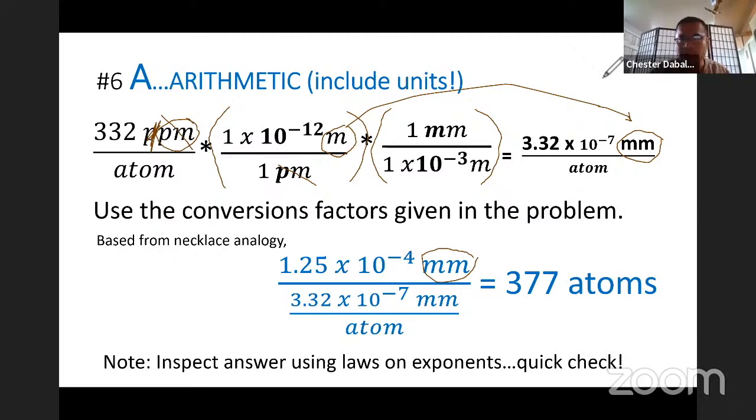That's correct. Yes, the numerator will determine that. Very good. So now, we cancel the meters. And the unit that we want is the unit in the last conversion factor. So that means once we achieve that, there are no other conversion factors. So 332 picometer is equivalent to 3.32 times 10 to the negative 7 mm per atom. Now, we can use this in the next step.